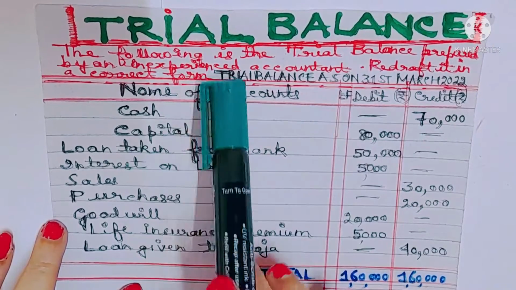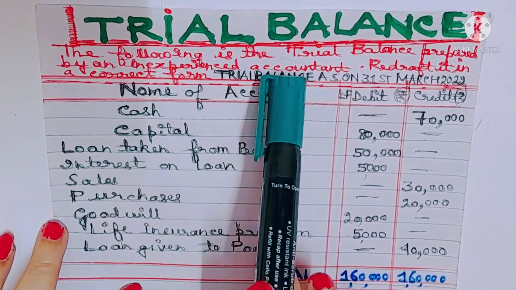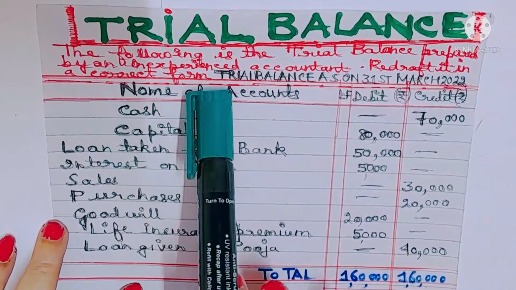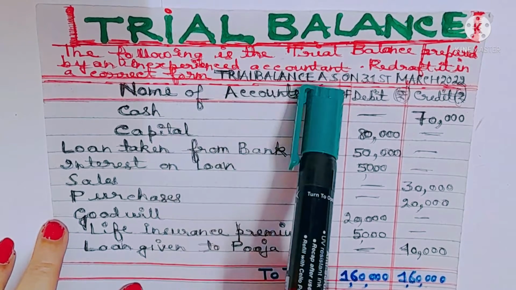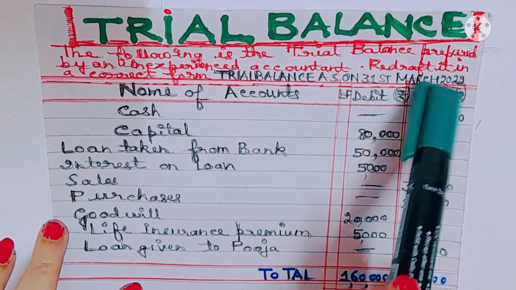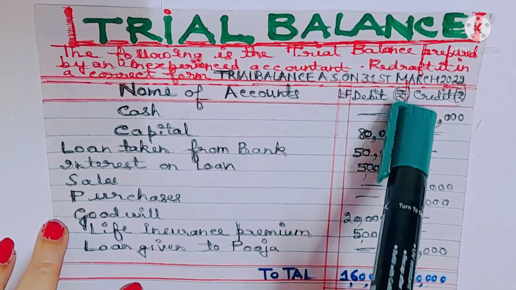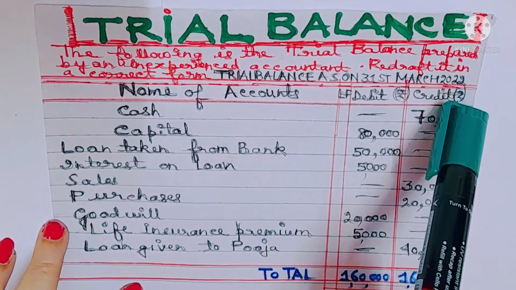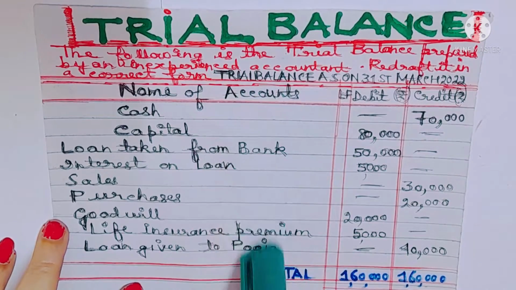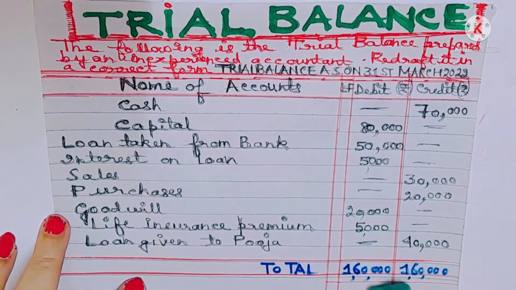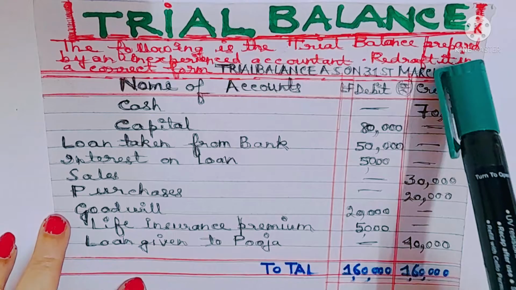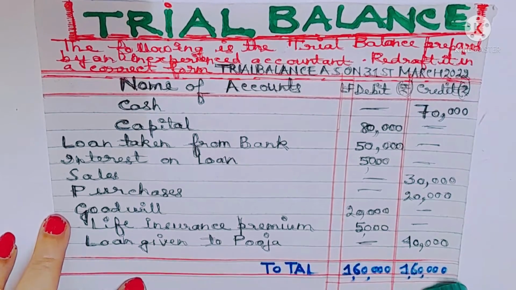Trial balance, this is the problem. The following is the trial balance prepared by an inexperienced accountant. Redraft it in a correct form. Trial balance as on 31st March 2022. Names of accounts are given here. The total of the debit column is 1,60,000 and the total of the credit column is 1,60,000.